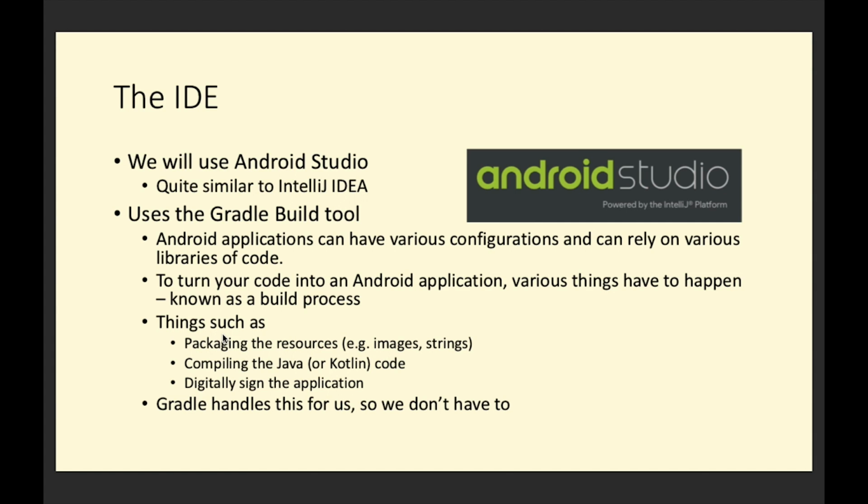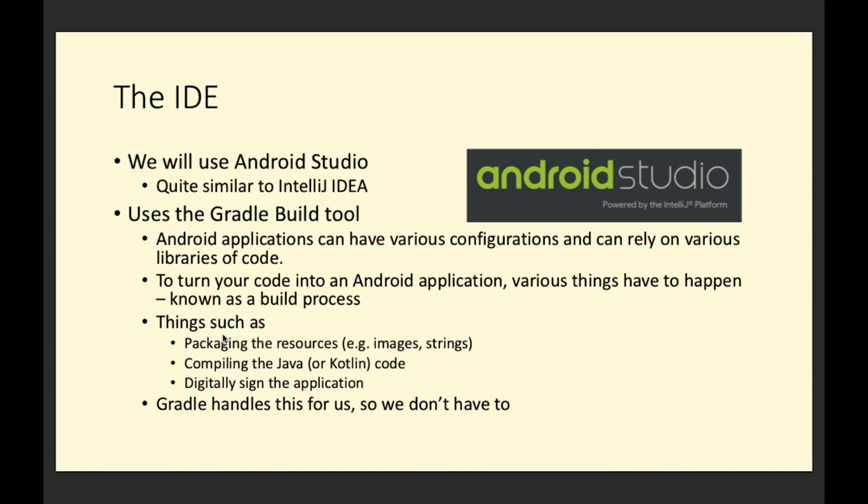So, as I said, we'll use Android Studio. It's kind of like IntelliJ IDEA in many ways. It uses something called a Gradle build tool, okay? And this kind of sits in our project as some Gradle configuration files. And when we create our application, when we put our code and everything together, certain things have got to happen to turn that code into an Android application. Okay, so images have to be packaged up. The Java or Kotlin code has to be compiled, the application has to be signed, okay?